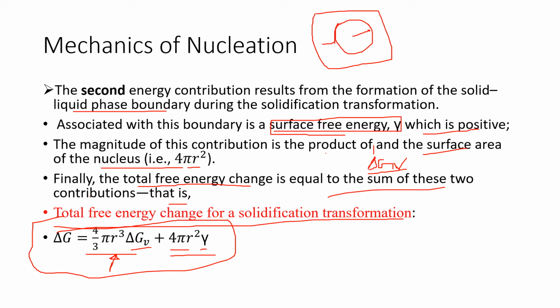So the total free energy is the sum of the two contributions. This is the first contribution, this is the second energy contribution. These are two types of energy contributions. So when you are asked to find the relationship of the total free energy change for the solidification transformation, this is the equation. Delta G is the total energy change for the solidification transformation.